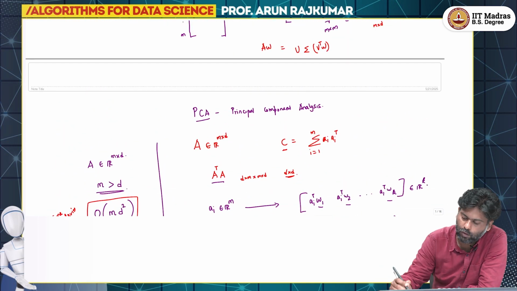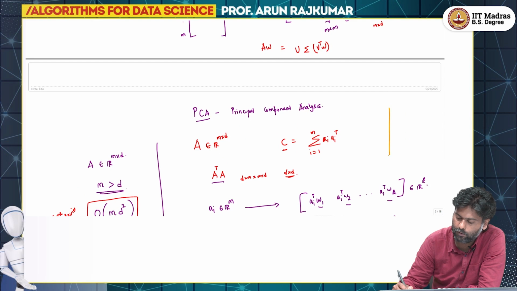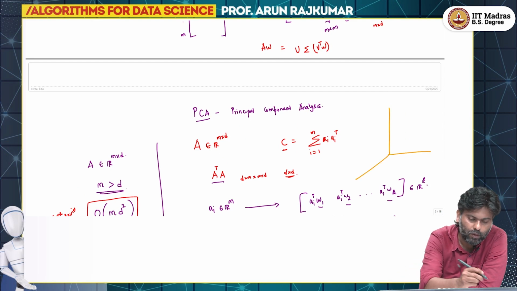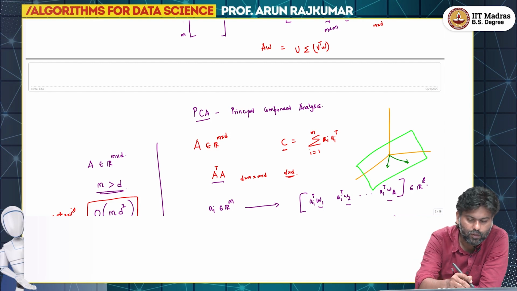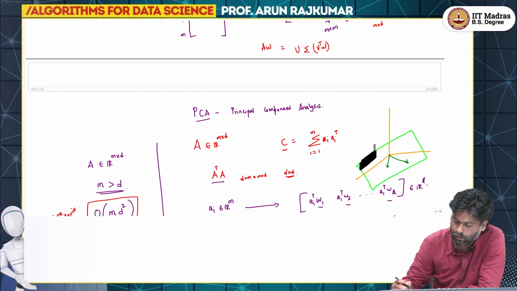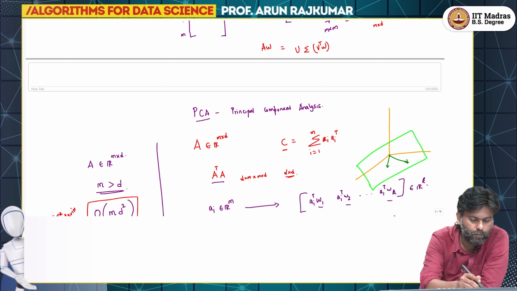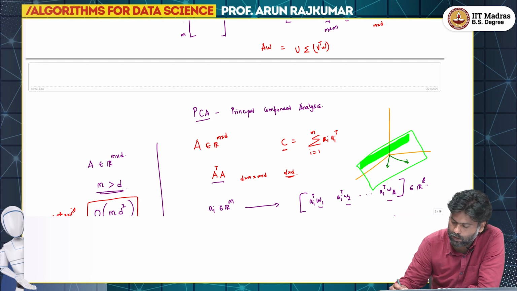Just to pictorially represent this, you might have 3D data, where each data point is in 3 dimensions, but then maybe you have points which are all in some, let's say the points are all in some plane, right? Let's say the points all lie in this plane.